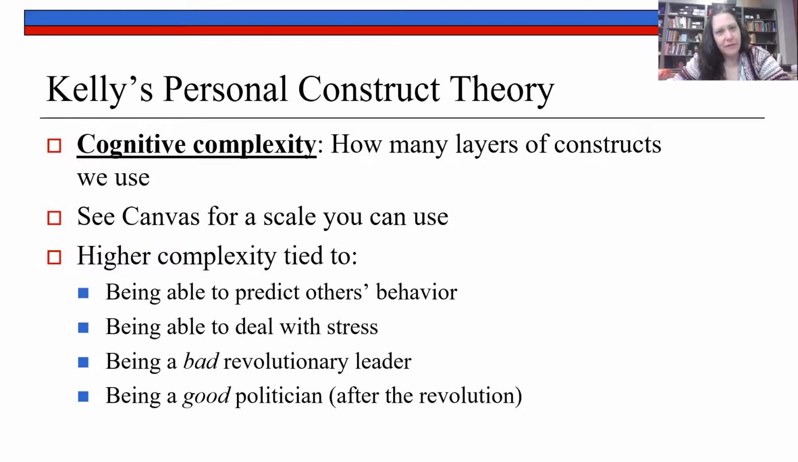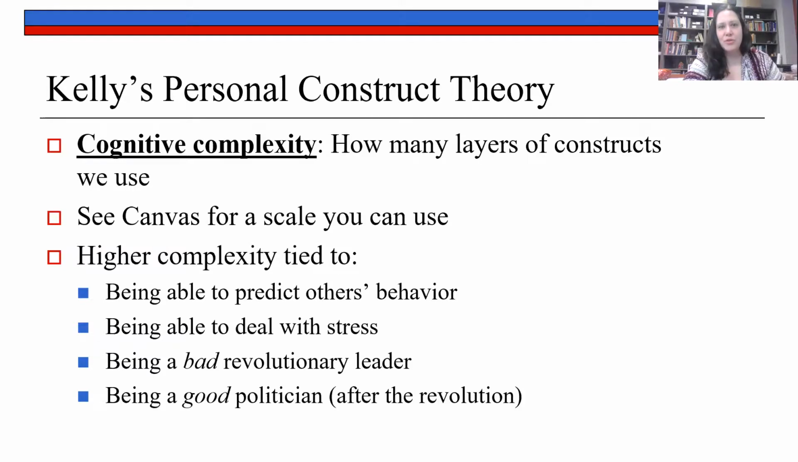The scale that I've given you for this unit on Canvas is a measure of cognitive complexity. So I think it might be fun for you to take that scale and measure yourself on how complicated you are in terms of your cognitive complexity. Research shows that people who get higher scores in cognitive complexity have some other things that are correlated with that. So one is that people with higher cognitive complexity are better able to predict other people's behaviors, and they're better able to deal with stress.